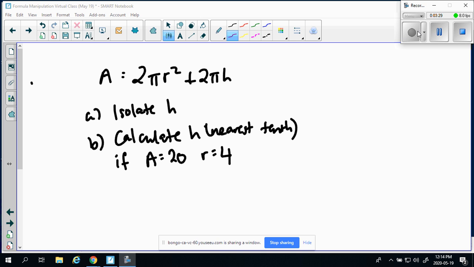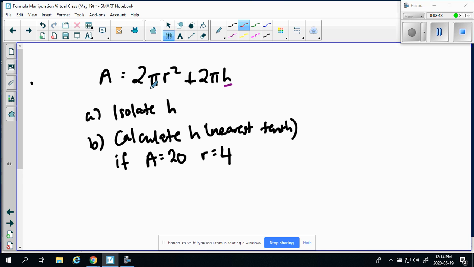This is where formula manipulation gets a little bit uglier, when there's more than one term. And there are 2 terms here. So there's the clunky way, which will work. And then there's the ninja way. So I'll show you 2 different ways to do this. If we're trying to isolate h, we need to get rid of this first. Why? Because this one's further away. We'll get rid of the 2 pi later.